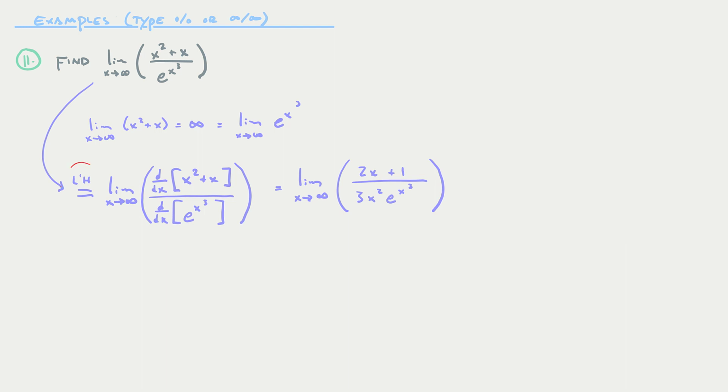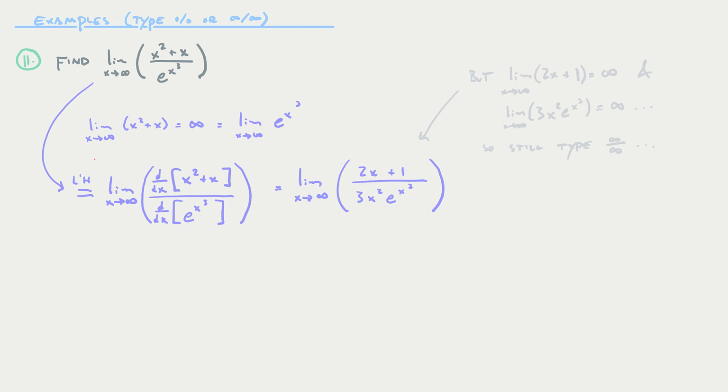So by L'Hopital's rule, we can set this thing equal to the limit as x approaches infinity of the derivative of the top and the derivative of the bottom. The derivative of x squared plus x is 2x plus 1. And then the derivative of e to the x cubed is 3x squared e to the x cubed by the chain rule. But you'll notice that this didn't really help. We're kind of still in the same situation, right? The derivative of the top is still infinity, and the derivative of the bottom is even more infinity, which is a weird statement to say.